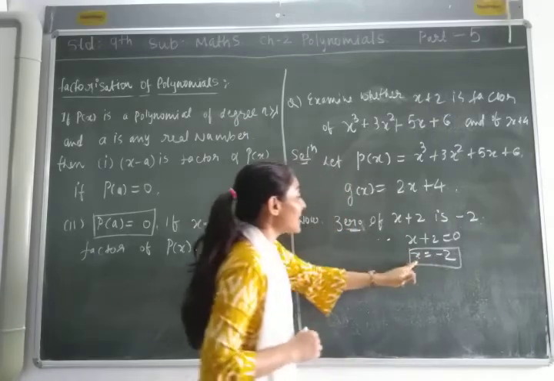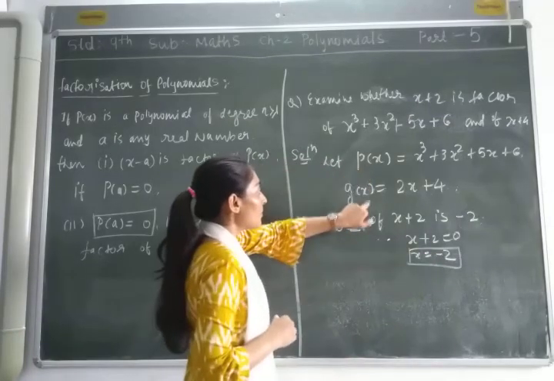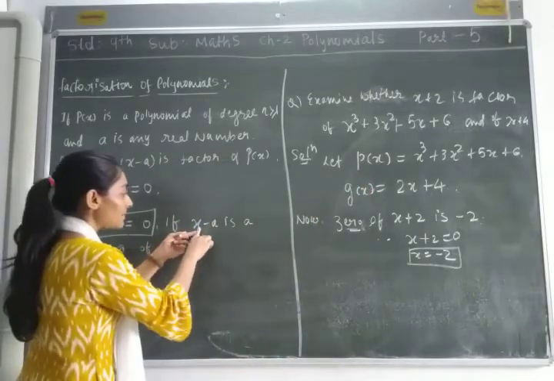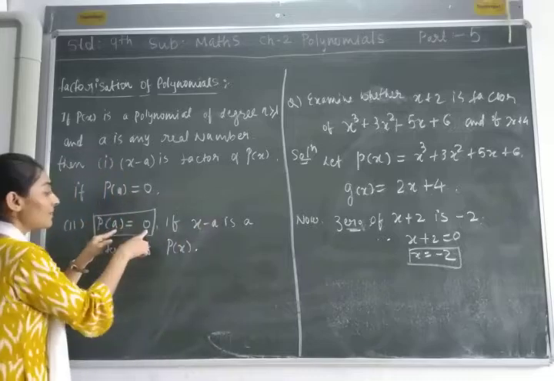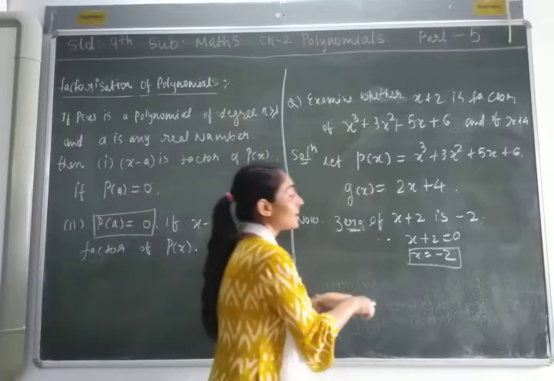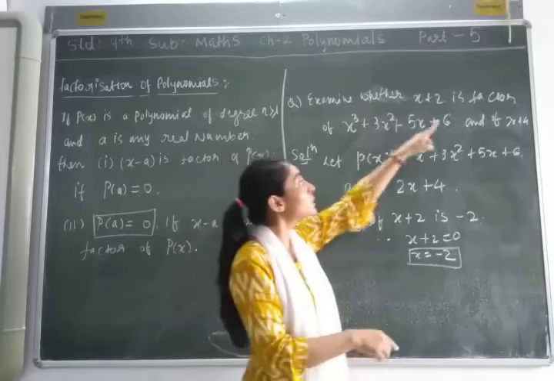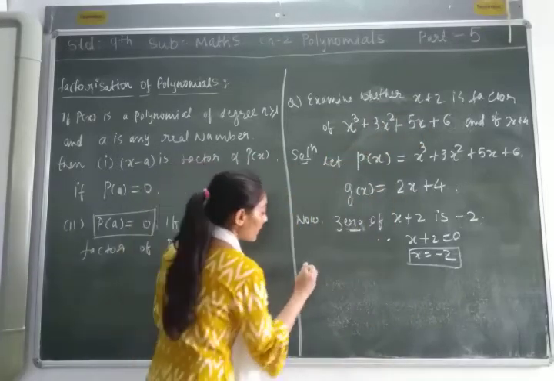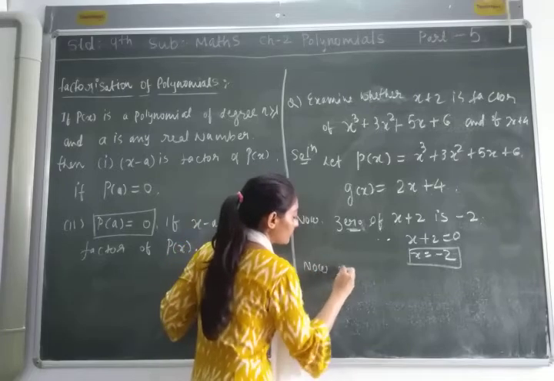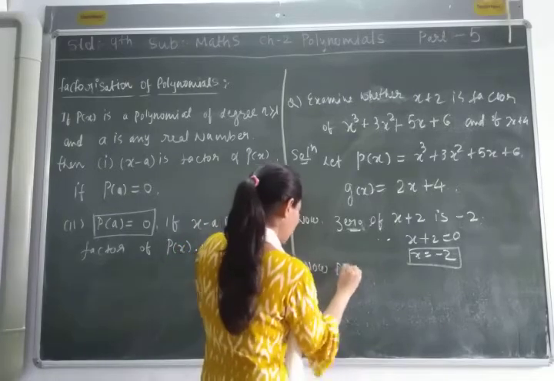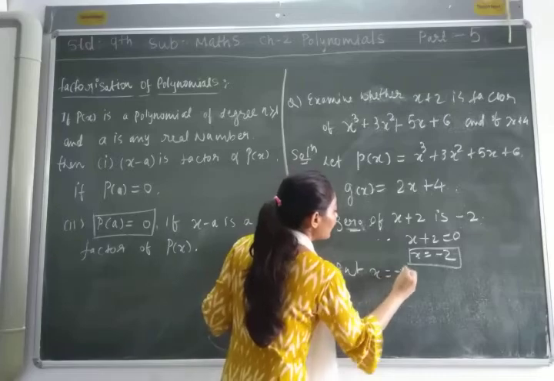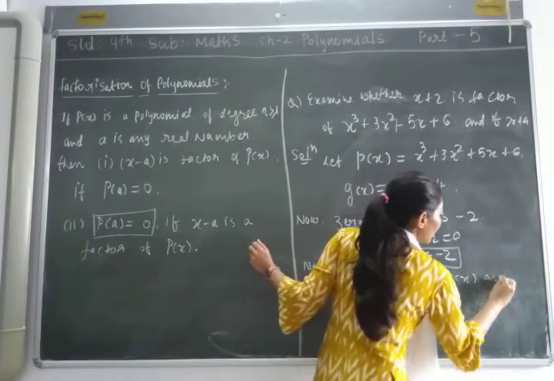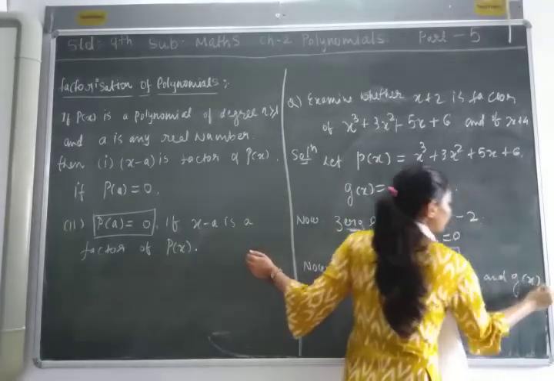Now replace this x equals minus 2 in both the equations. Vice versa, if I replace my x with a and I'm getting my remainder 0, then we can say that x plus 2 is a factor of p of x and g of x. Now put x equals minus 2 in p of x and g of x.